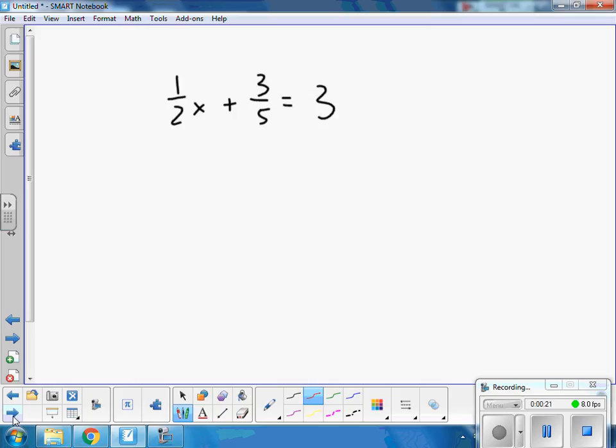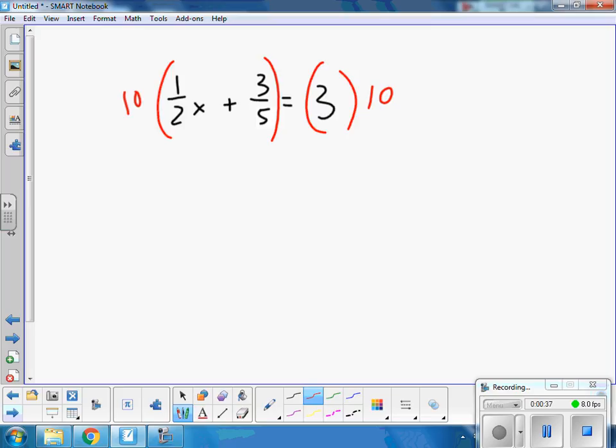So when I look at this, one thing I want to do is go ahead and clear the fractions. So when I look at this one, 1/2 x plus 3/5 equals 3, I'm still looking for a common denominator, which is going to be 10. And what I'm going to do is multiply both sides by 10, because I can do that to an equation. Whenever I do something to one side, I do the other. Now here's what I'm going to do different though.